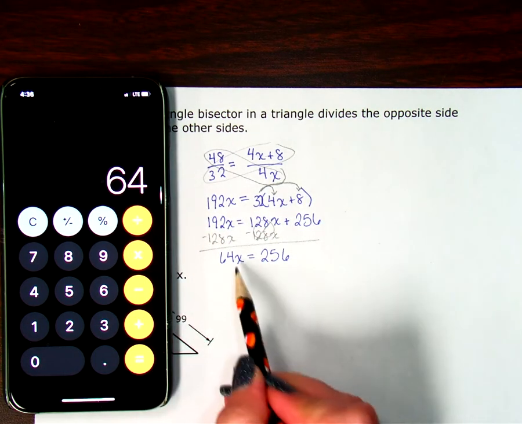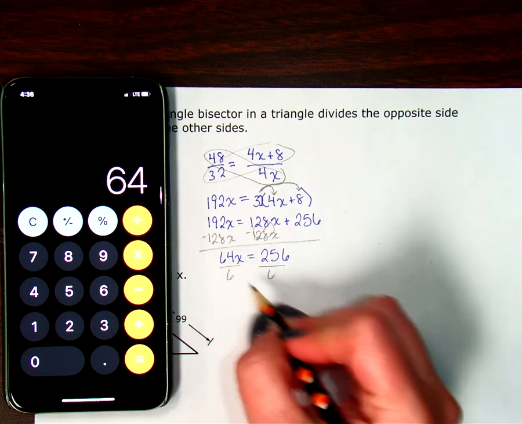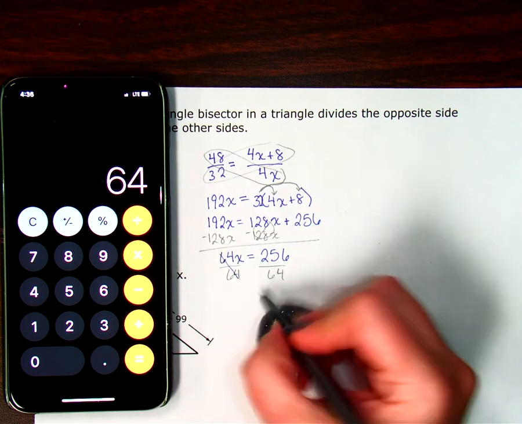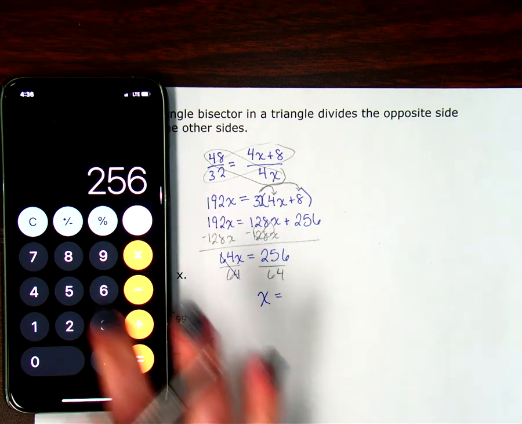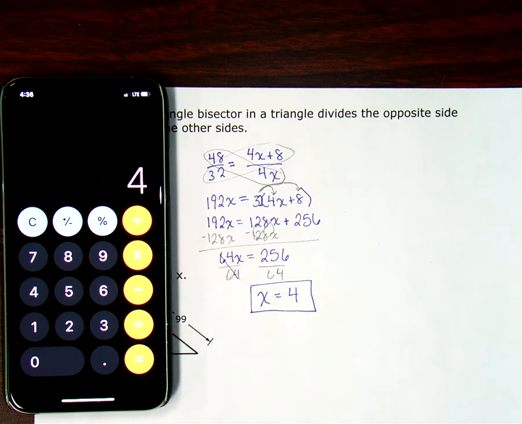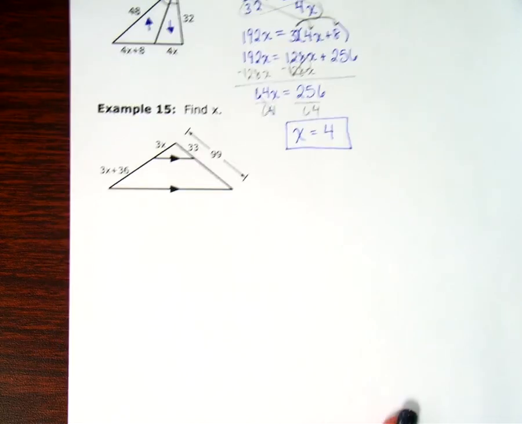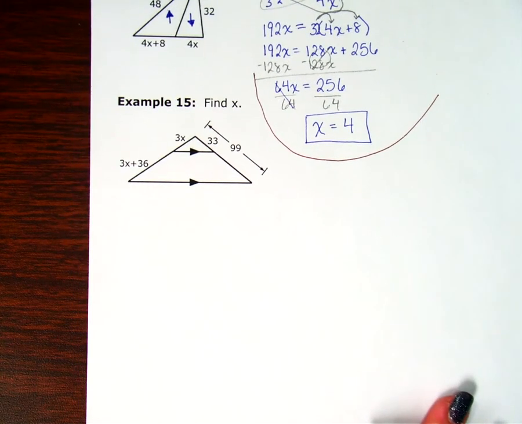Now all I have left to do is to get rid of the number in front of the x, so I'm going to use my division property of equality. Divide both sides by 64, and 1x equals 256 divided by 64 is 4. So x equals 4. Okay, that is for example number 14. One more problem left. Let's look at the very last one, number 15. It says to find x. This is not, that goes with the last problem, right? Okay, so I'm finding x in this problem.